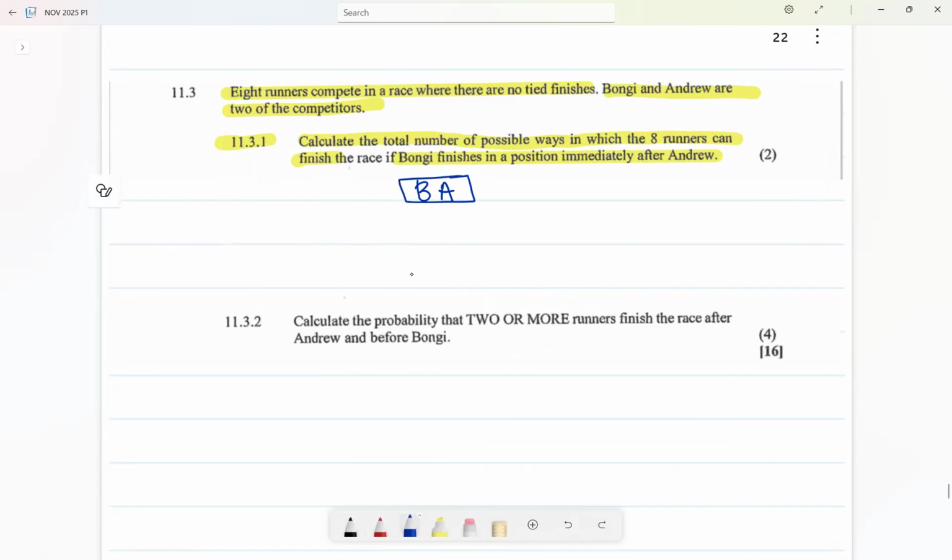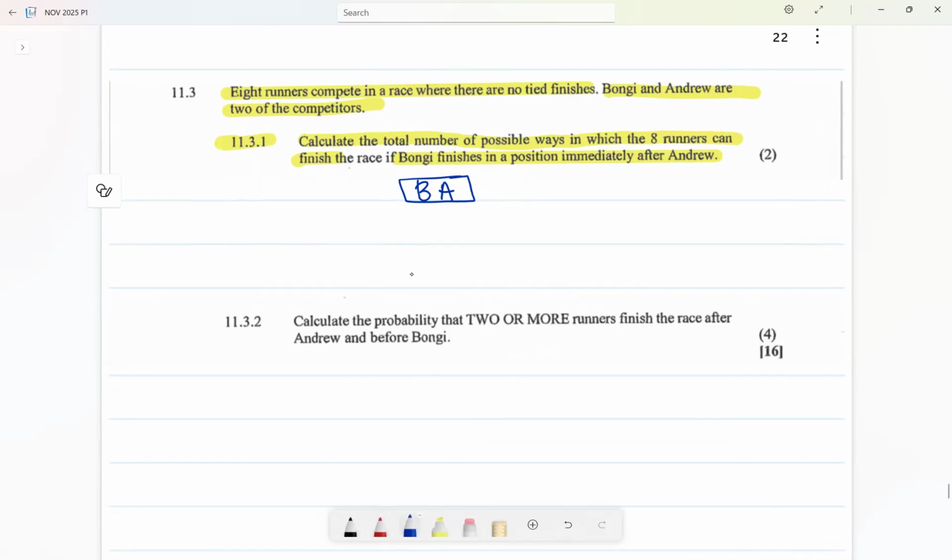So in whatever possibilities we might have, these 2 should be Bongi and Andrew like that. But in this case, unfortunately, they cannot swap. We cannot say Andrew comes before Bongi. It's fixed that Bongi is going to come after Andrew. If it was not fixed, if they just said Bongi and Andrew should finish next to each other, well, then we would have added 2 factorial inside here. But in this case, it is fixed that Bongi will be behind Andrew.